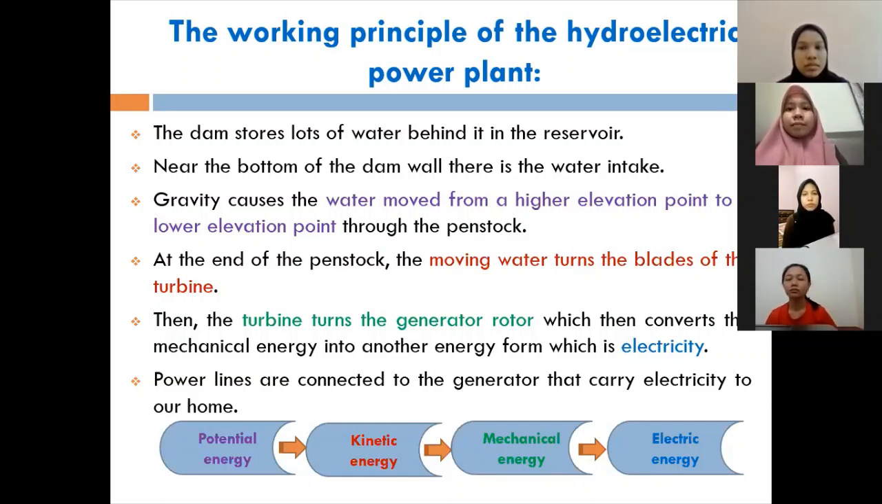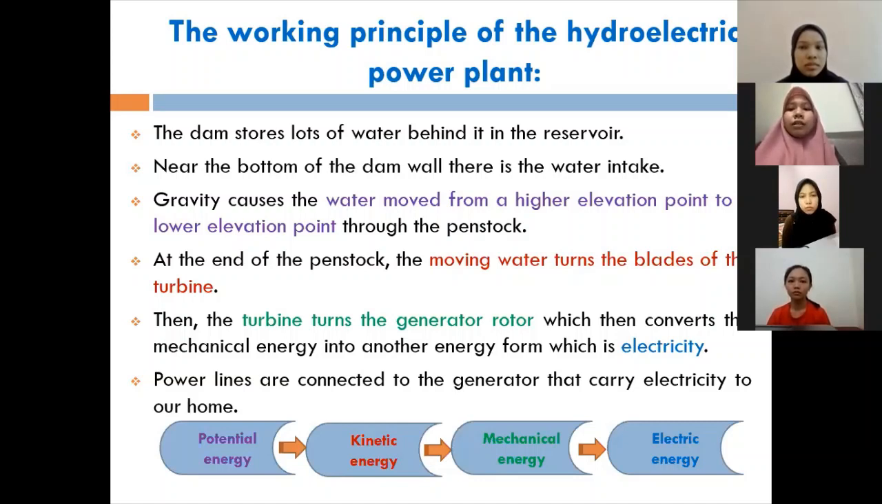Okay, next, I will explain about the working principle of the hydroelectric power plant. Okay, firstly, the dam stores lots of water behind it in the reservoir. Near the bottom of the dam wall, there is the water intake. Gravity causes the water to move from a higher elevation point to a lower elevation point through the penstock. At the end of the penstock, the moving water turns the blades of the turbine.